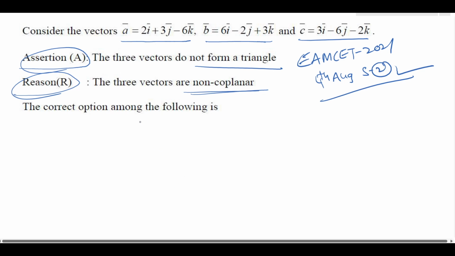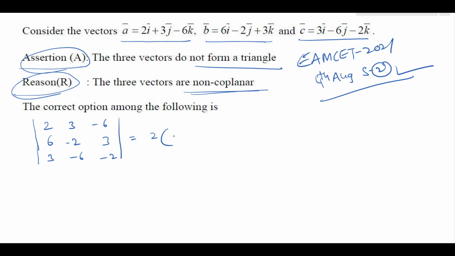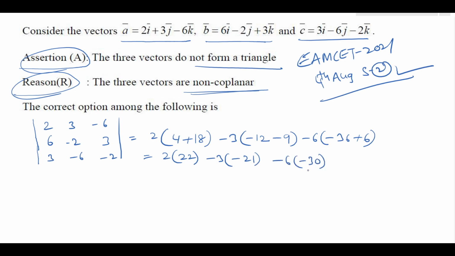First we find whether these vectors are coplanar or non-coplanar. Now find the determinant of that. a bar is 2, 3, minus 6, b bar is 6, minus 2, 3, and c bar is 3, minus 6, minus 2. Now find this value: 2 into minus 2, that is 4, plus 6 into 3, 18, minus 3 of, 6 into minus 2, minus 12, minus 3 into 3, 9, minus 6 of minus 36 plus 3 into 6. That is equal to 2 into 18 plus 4, 22, minus 3 into minus 21, minus 6 into minus 30. This is 44 plus 63 plus 180. This is not equal to 0. That means the given vectors are non-coplanar.